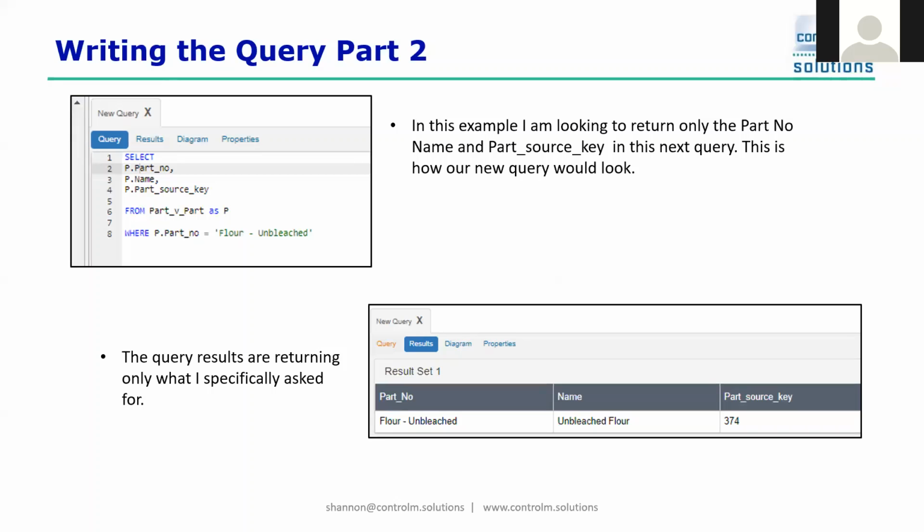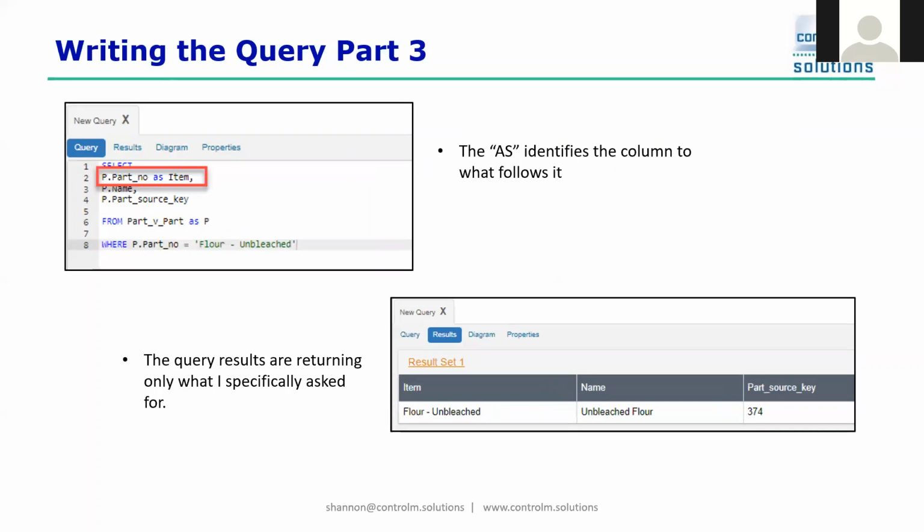The column titles are displayed exactly how it's written in the query. So let's say I wanted to alias or call the column something else other than part number. I want it to show up as item in my query. At the end of the part number column, under my select statement, I would add an AS followed by the word item. Now in my query results screen, instead of the column being part underscore number, it's now being displayed as item.